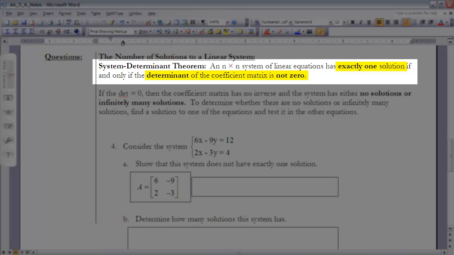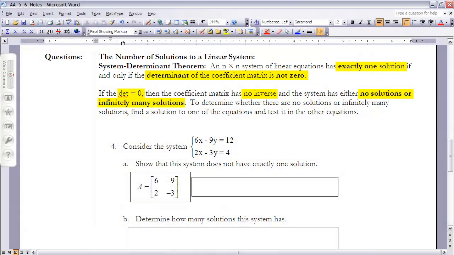Okay? Now, if the determinant is 0 in the coefficient matrix, then there is no inverse, and we have one of two situations. We either have no solutions or infinitely many solutions. And to determine whether there are no solutions or infinitely many solutions, we just need to find a solution to one of the equations and test it in the other equations to see if it works.